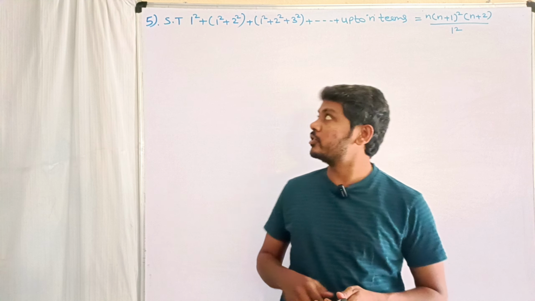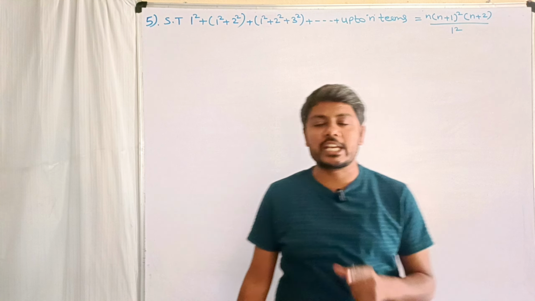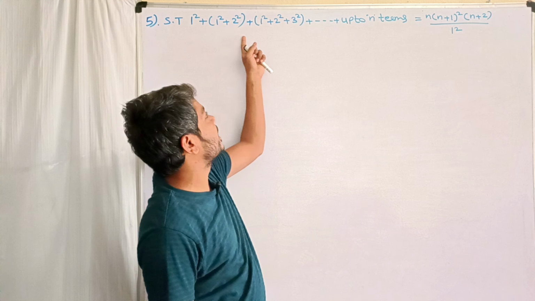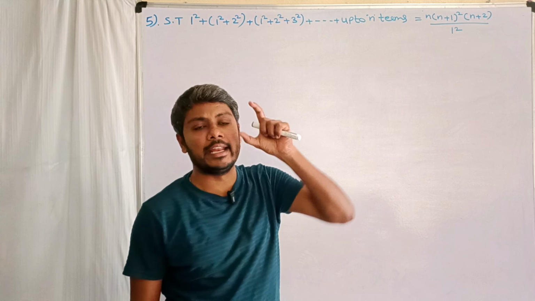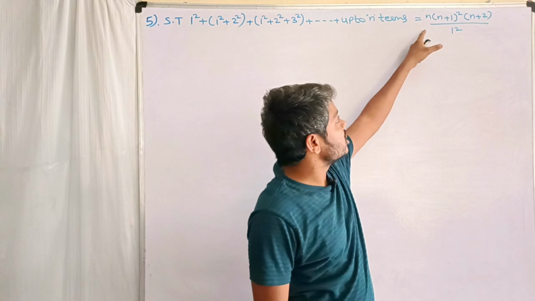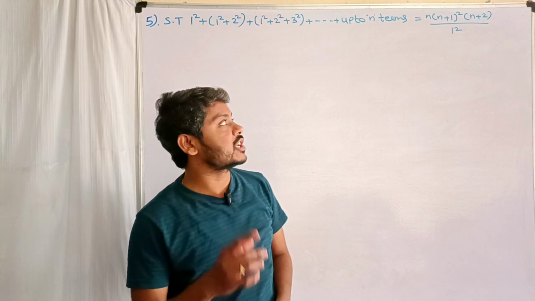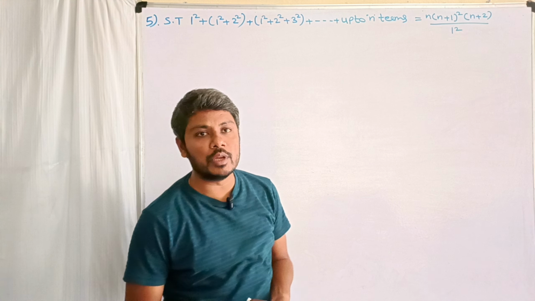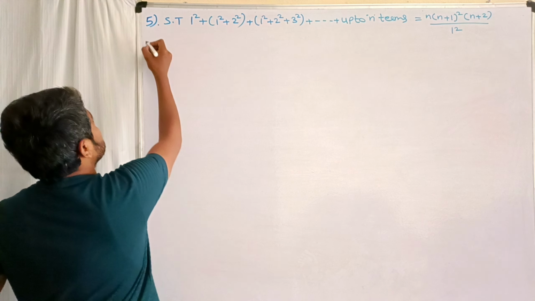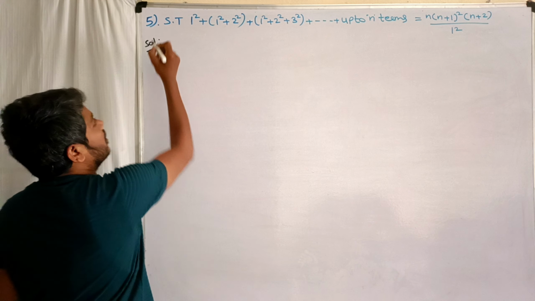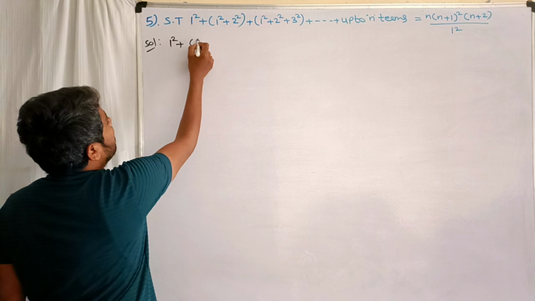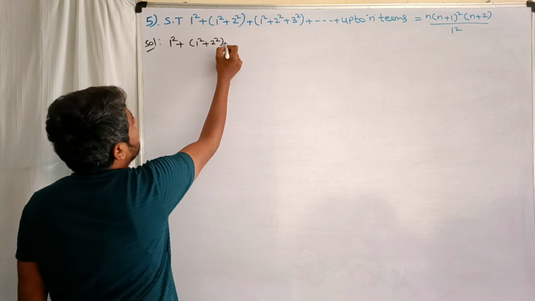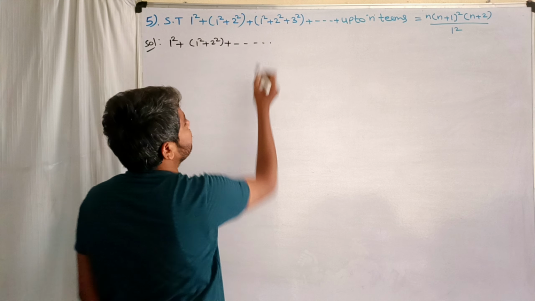So without delay, coming to the topic: show that 1 square plus (1 square plus 2 square) plus (1 square plus 2 square plus 3 square) and so on to n terms equals what? n into (n plus 1) whole square into (n plus 2) by 12. Now see the given statement: 1 square plus (1 square plus 2 square) plus and so on.